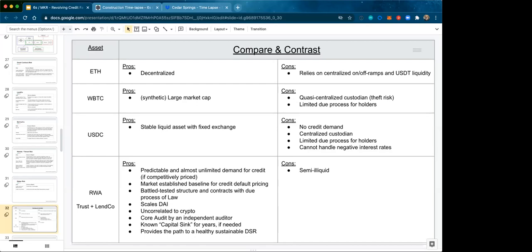As long as we price it correctly and competitively, we will have almost unlimited demand for credit. And then the issue turns into credit concentration and do only a few LendCos, well, initially 1, we wanted to get it to 10. It has many benefits, and the only con is that it's semi-illiquid.